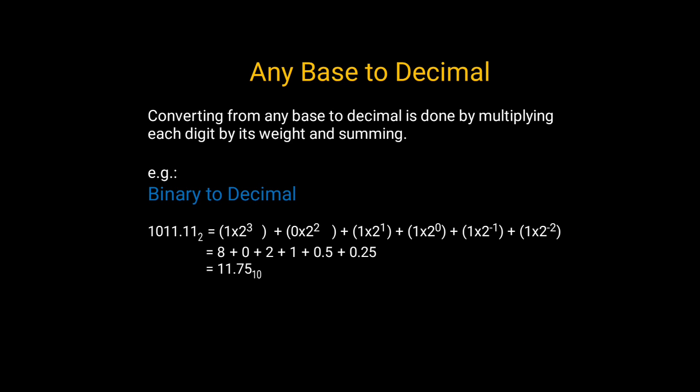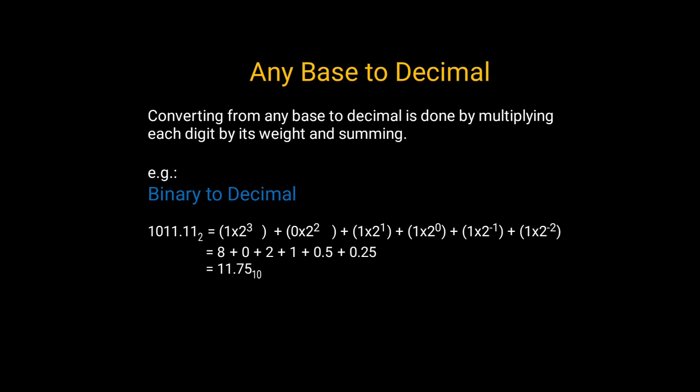Suppose if you want to convert octal to decimal, then you can multiply each digit by 8 raised to its power. Suppose if you want to convert hexadecimal to decimal, then you can multiply each digit by 16 raised to its power weight, and then you can sum. Okay, so let us see, taking an example.